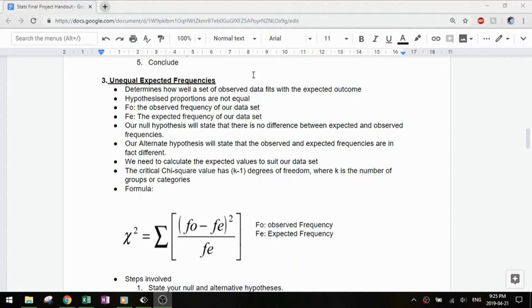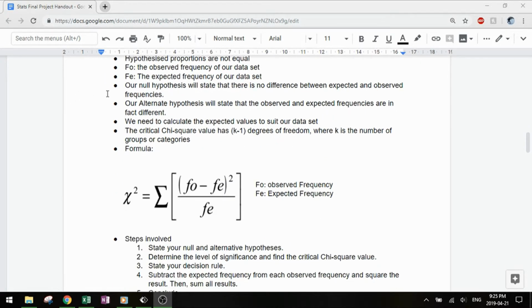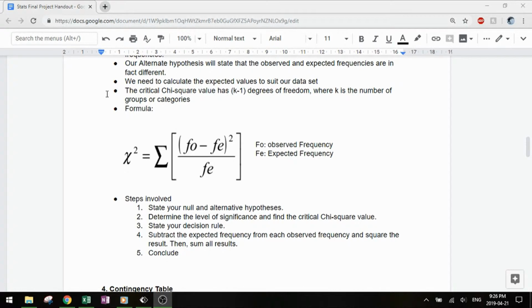For unequal expected frequencies, the hypothesis test helps us determine how well a set of observed data fits with the expected outcome. In this case, however, the hypothesized proportions are not equal. Our null hypothesis will state that there is no difference between expected and observed frequencies, and our alternative hypothesis will state that the observed and expected frequencies are in fact different. The steps to calculating are the same as above, as well as the formula.